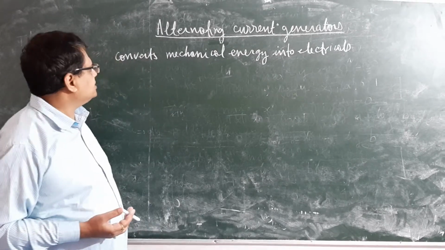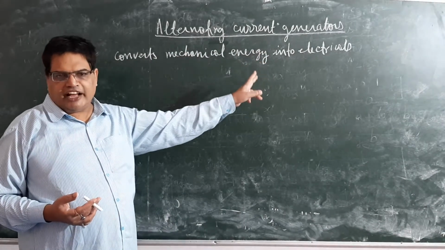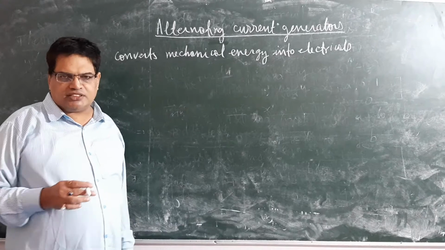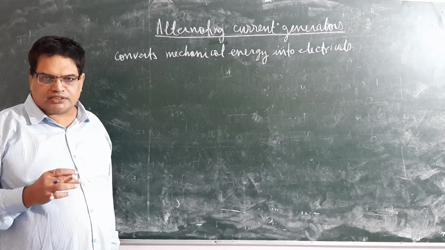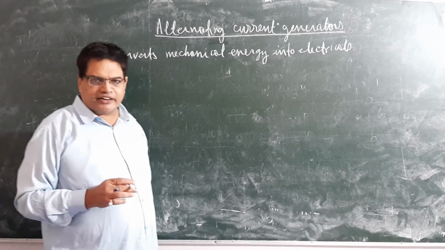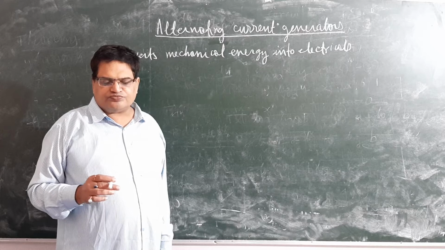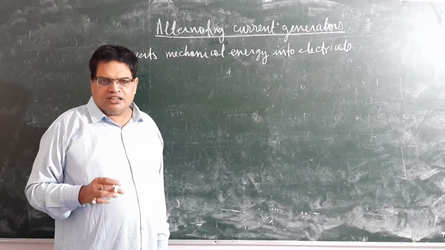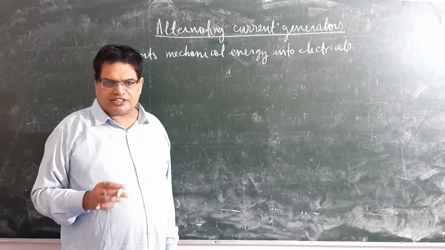So, in order to understand how this alternating current generator works, we have to understand two basic principles on which this particular device works. First one is electromagnetic induction. You might have already read this in earlier classes, and here I will just revise what electromagnetic induction is.